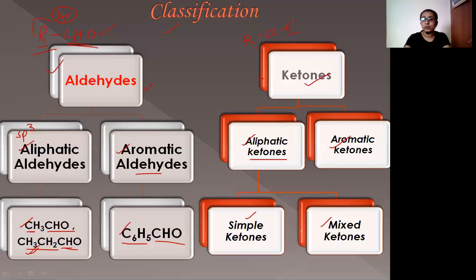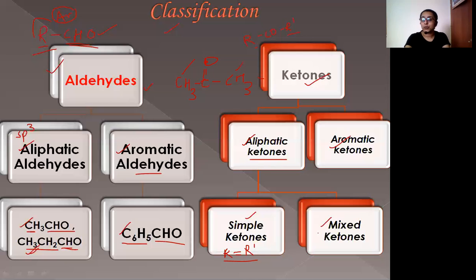Simple ketone indicates that R and R dash which are present in your ketone are the same. For example, dimethyl ketone, CH3 C double bond O CH3. So this is the example of simple ketone where R and R dash both are methyl groups, right? Both are the same, therefore its name is simple ketone, symmetrical ketone, right?